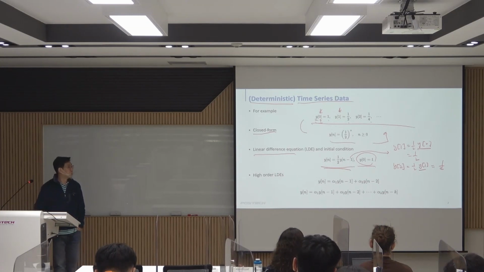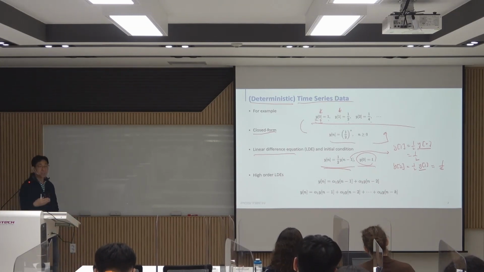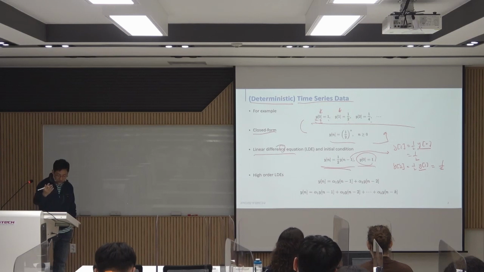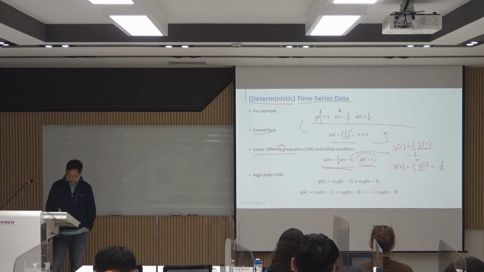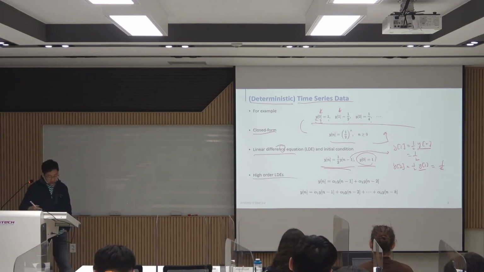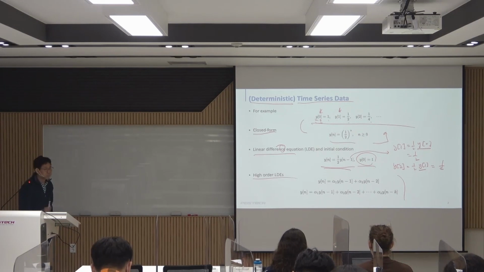So that is one example of linear difference equations, okay? And we can write higher order linear difference equations. We can have many of them. And there are many ways that we can represent a time series data set, but remember, all of them are deterministic, right? There is no uncertainty in it. All of them are deterministic.